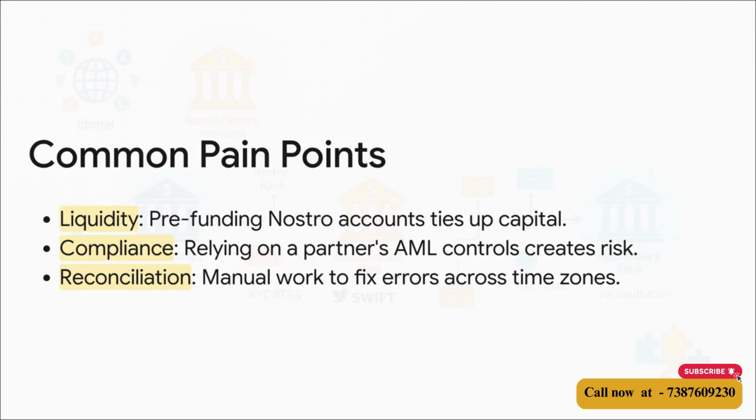Yeah, managing these accounts is a constant high-stakes balancing act. First off, there's liquidity. Banks literally have to park huge amounts of cash in these Nostro accounts just in case. That's capital that's just sitting there, not earning anything. Then there's compliance risk. I mean, you're basically trusting your partner bank's security systems to catch any funny business. And finally, reconciliation. You would not believe how often a simple typo can make a payment fail, kicking off this frantic manual hunt for the error across multiple time zones. It can be a real mess.